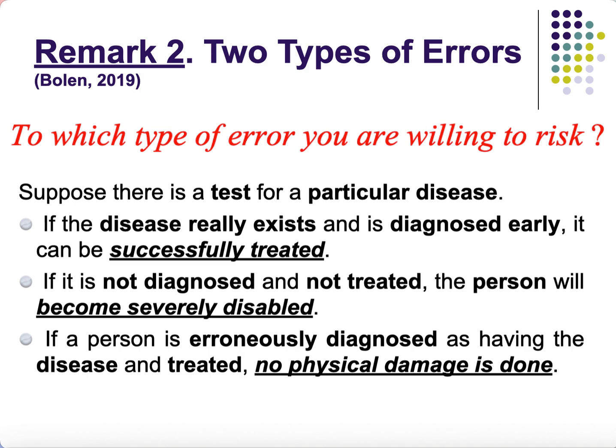Let us suppose that the disease here is COVID-19. I hope everyone would easily understand that in this case. If you have COVID-19 and you're diagnosed early, you will be successfully treated, right? No doubt. If you are not diagnosed and not treated, but you have the disease, you will become severely disabled, shall we say, or even death might happen, because you're not diagnosed and you're not treated. But if you are erroneously diagnosed as having COVID-19, but in fact you don't, you'll be treated. You'll be given medicine or something. No physical damage is done.